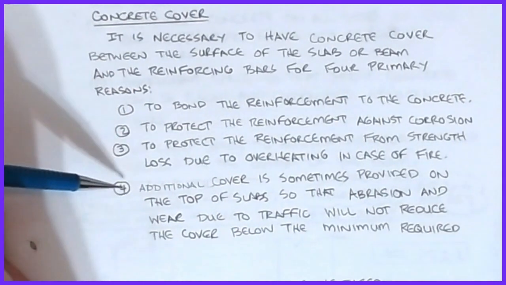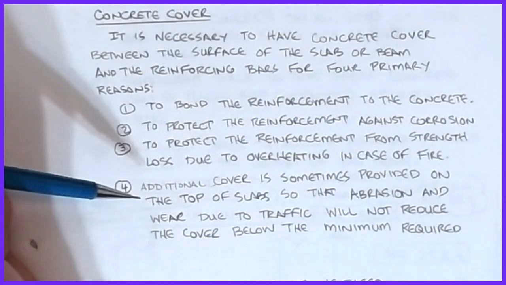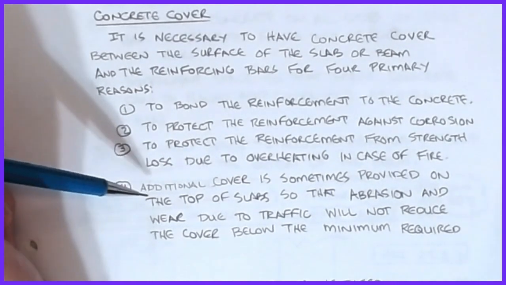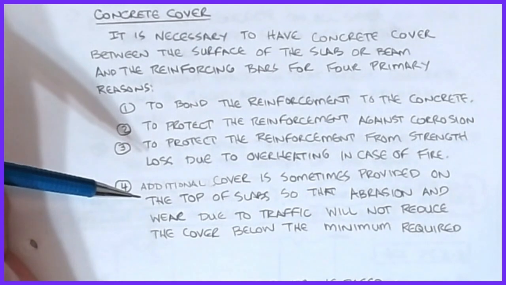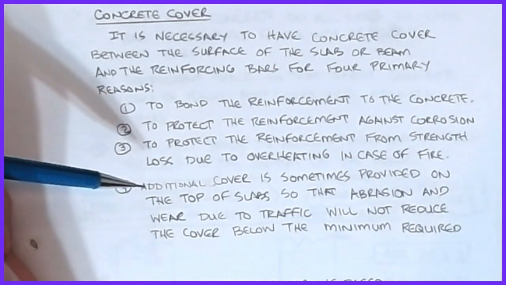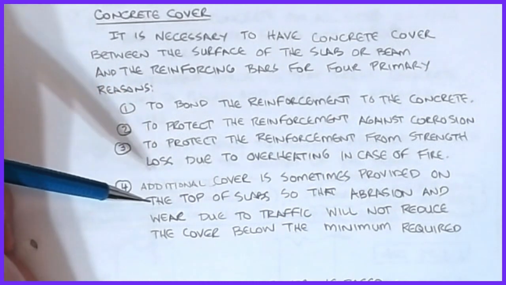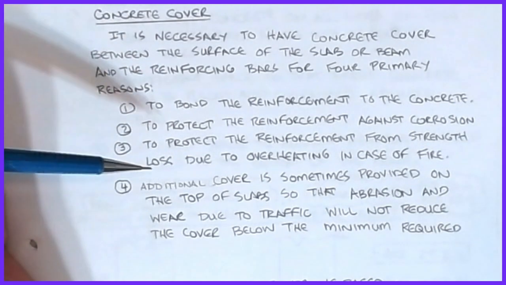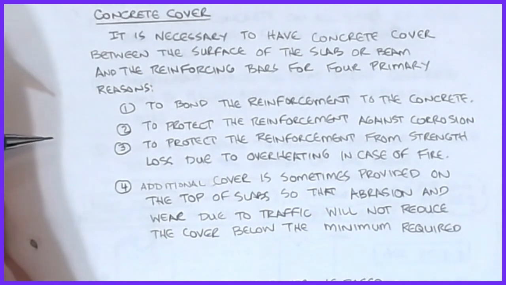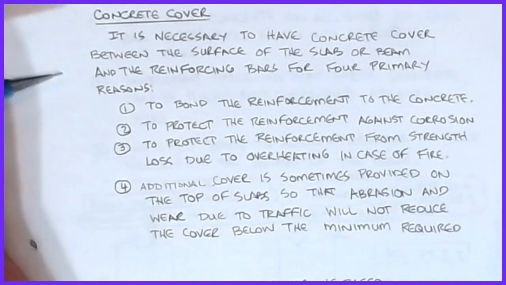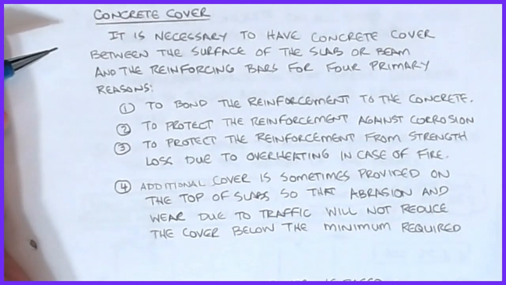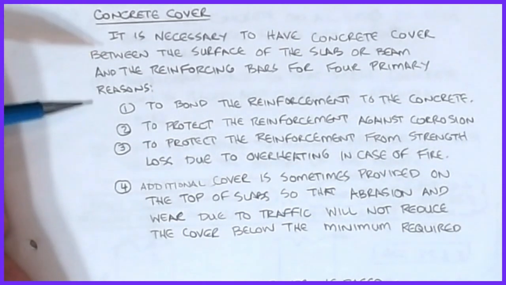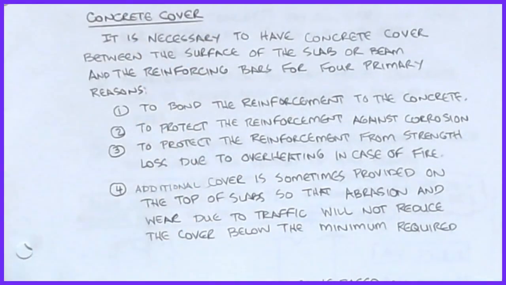Okay, and then a fourth reason is that additional cover is sometimes provided on the top of beams or slabs in a situation where I have abrasion possibilities caused by wear and tear, or a vehicle moving back and forth across it, scouring it down, generally due to traffic. So basically the cover will not be reduced less than the amount that the ACI code requires. So maybe ACI requires an inch and a half of cover, you put 3 inches on it so that it wears down, and then as it gets lower and lower, I can come back over and build it back up and I never fall under the ACI minimum. Okay, we do this a lot in bridge decks and asphalt overlays and that kind of stuff. It's all a strategy to protect the beam underneath that's doing all the work.